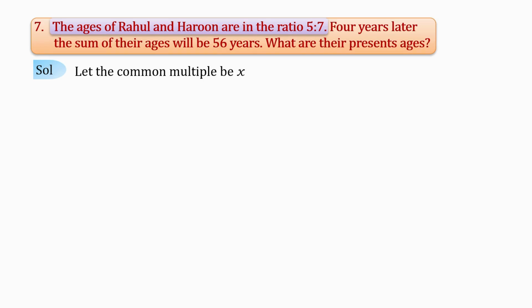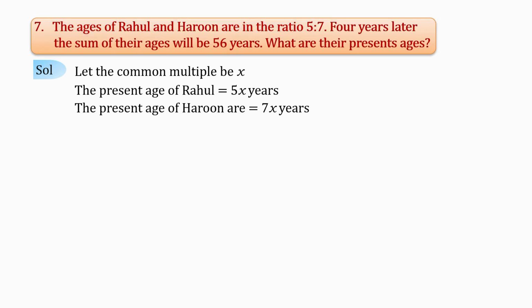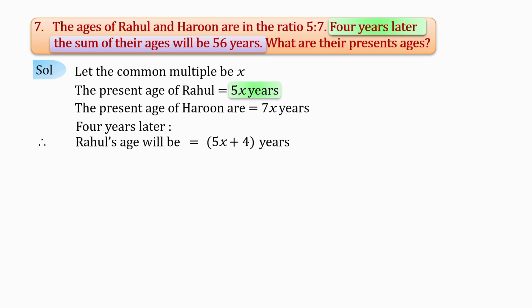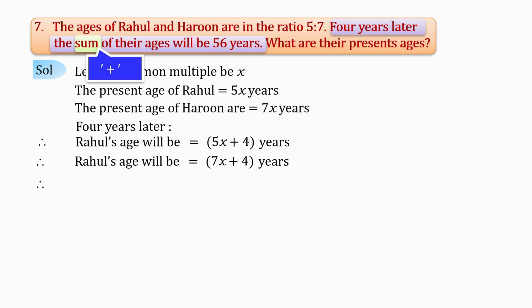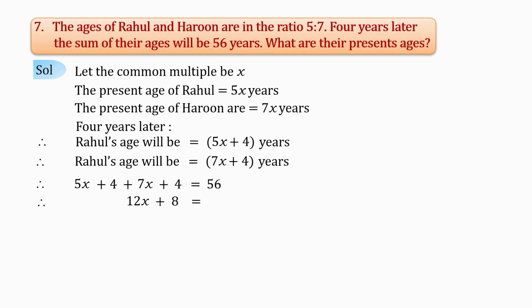So let the common multiple be x. Rahul's present age will be 5x and Harun's present age is 7x. So 4 years later, the sum of their ages will be 56. So 4 years later, Rahul's age will be 5x plus 4 and Harun's age, here there is a typing mistake, it should be Harun's age, will be 7x plus 4, and their sum is 56. So we'll add these ages. That gives us 56. Now we are going to solve this equation.